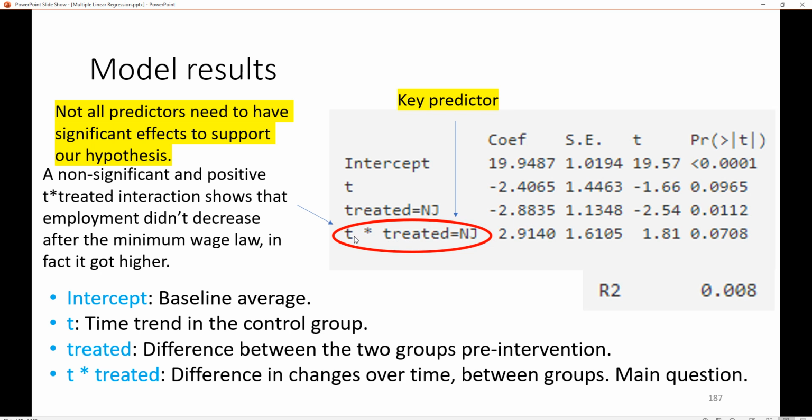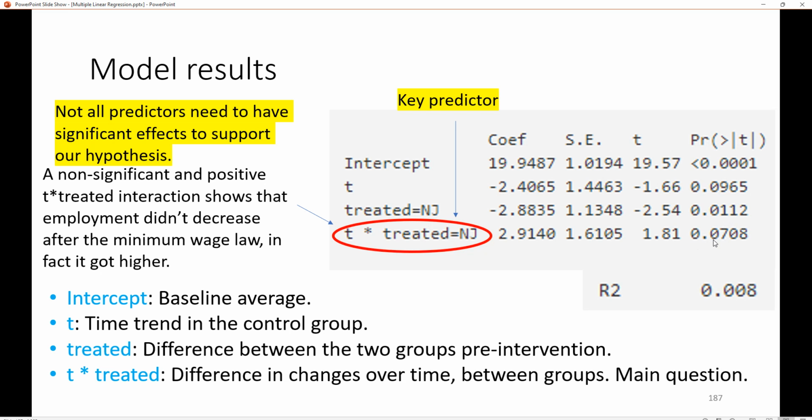And our key predictor is that interaction between T for time by treated, which is our intervention control group factor. And on the right side, we have our p-values. We see that T is what we would call marginally significant. It's not significant because it's not less than 0.05, but it's somewhat close. Treated is significant, and our T by treated interaction is not significant.